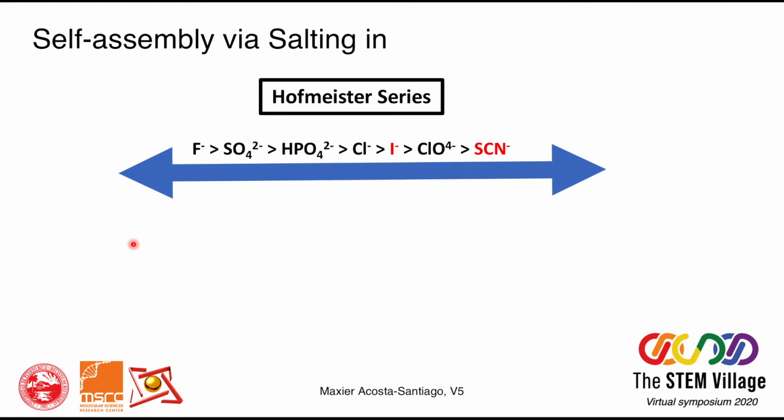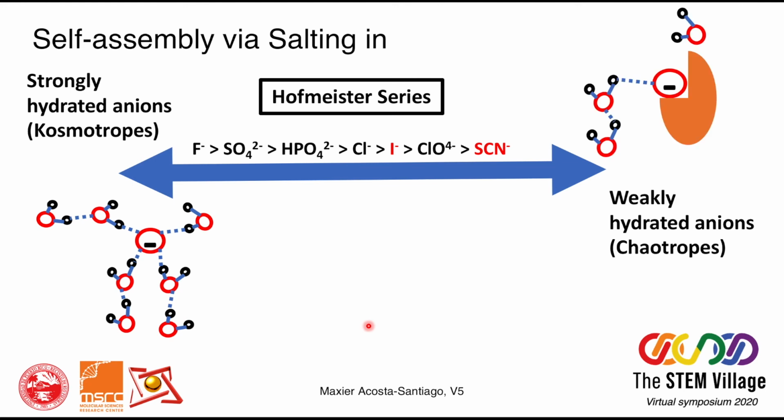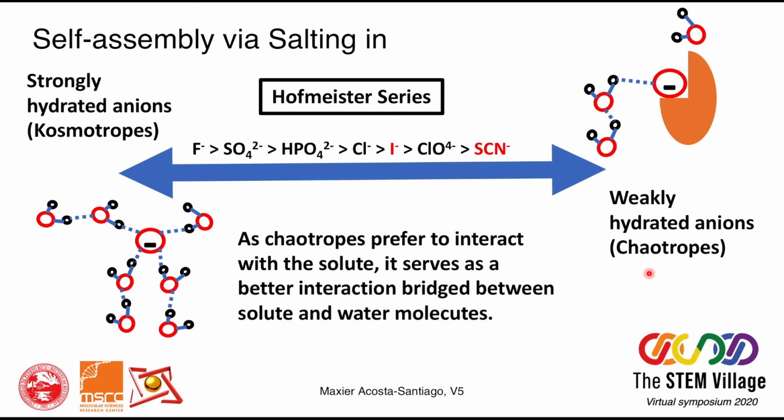If you look to the left of the series, you have strongly hydrated anions, which are cosmotropes. These are anions that prefer to interact with water molecules. But on the right, these are chaotropes. These chaotropes prefer to interact with the solute because they are weakly hydrated. So they end up serving as bridges between the water molecules and the solutes. That would mean that you would need less salt of chaotropes to make your system soluble in water.